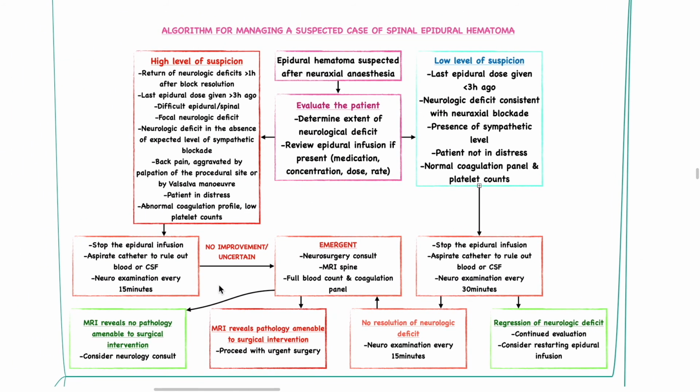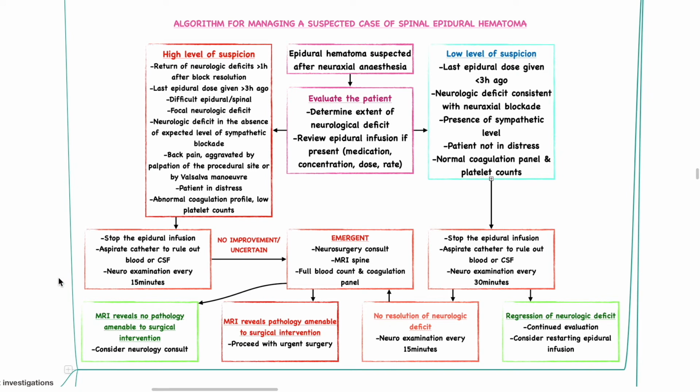Algorithm for managing a suspected case of spinal epidural hematoma. Epidural hematoma suspected after neuraxial anesthesia, after history and examination. Evaluate the patient, determine the extent of neurological deficit, and review epidural infusion if present, with regards to the type of medication, concentration, dose, and rate.